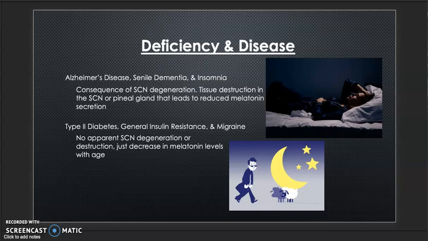And in the second scenario, the pineal gland and SCN tissues are healthy and there is no degeneration, but the reason why the melatonin levels decrease is due to aging. The diseases that correlate with these kinds of reduced levels of melatonin usually relate to type 2 diabetes, general insulin resistance, and migraines.